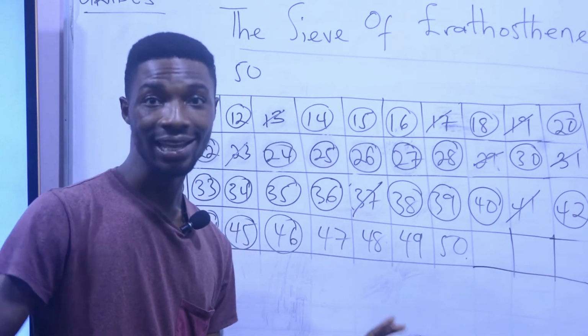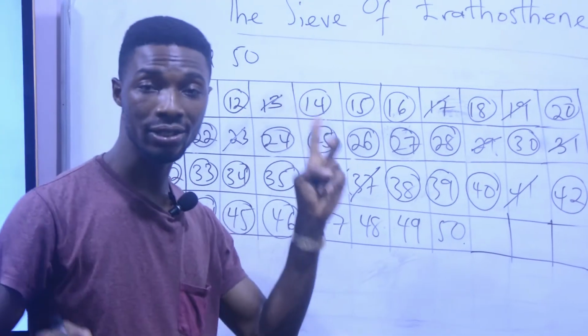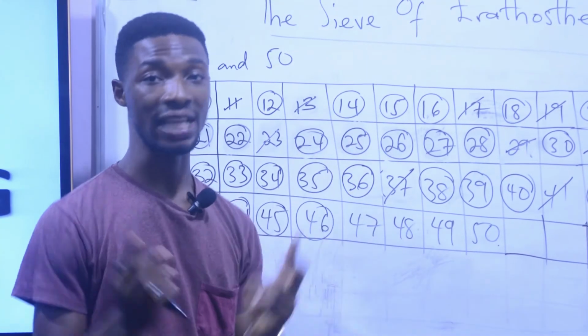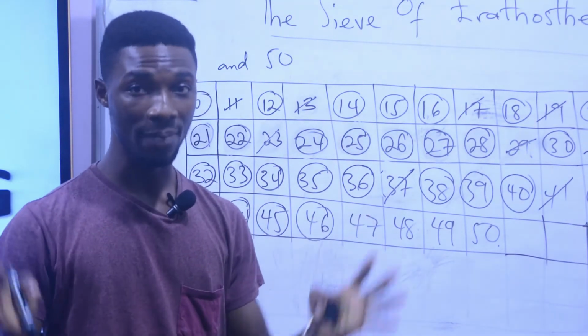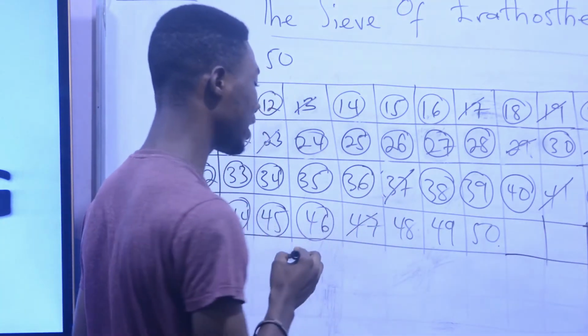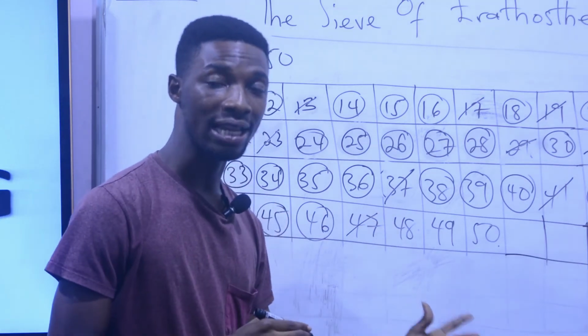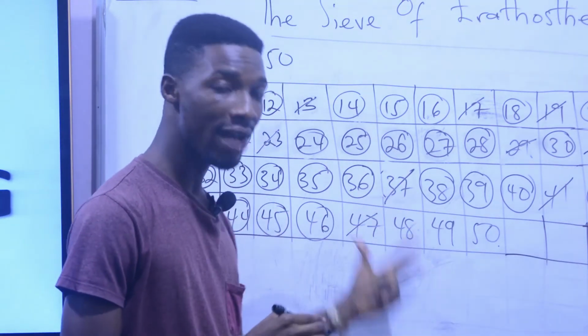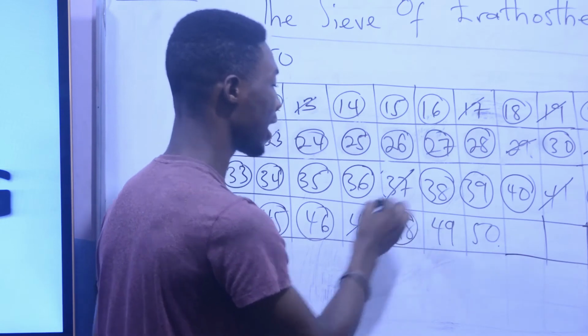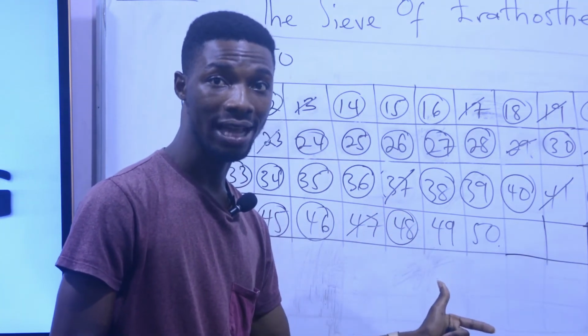What are they? 1 and 47, okay? Any number with only 2 factors, 1 and itself is a prime number. So this is going to be a prime number. I cancel it. 48 is not a prime number. It has a lot of factors. So I circle it. We know that 7 times 7 is 49, right?